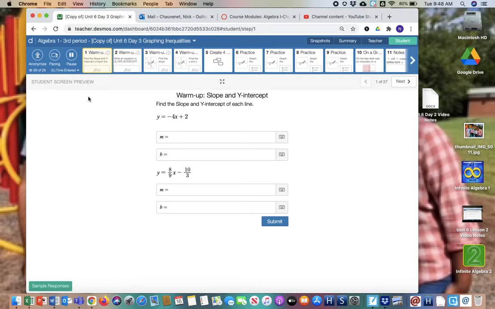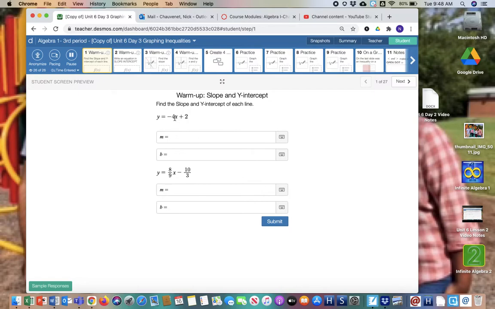Unit 6, Day 3 work. So in here we're going to graph inequalities, but we're not just going to graph it on a number line, we're going to graph it on a coordinate plane. Okay, so as you go through these warm-up slides, just understand we got to know the slope and the y-intercept.